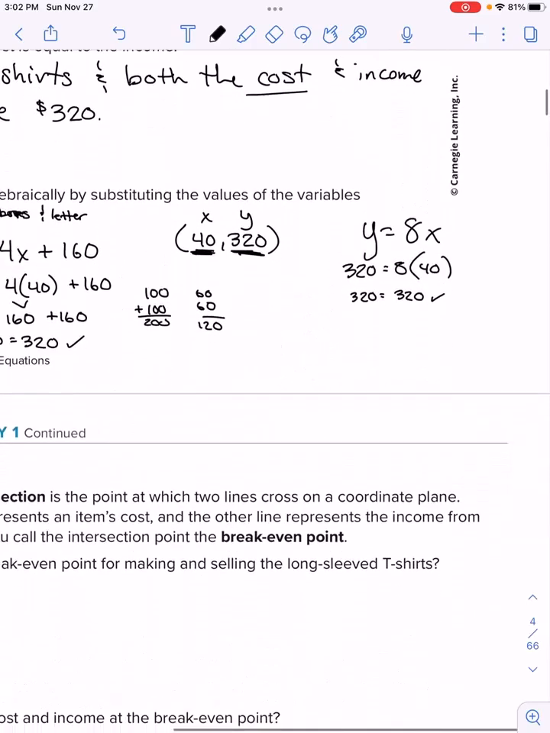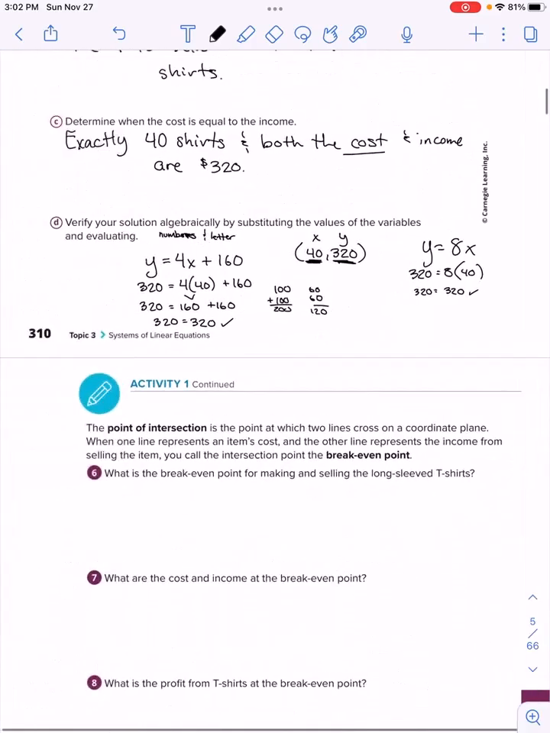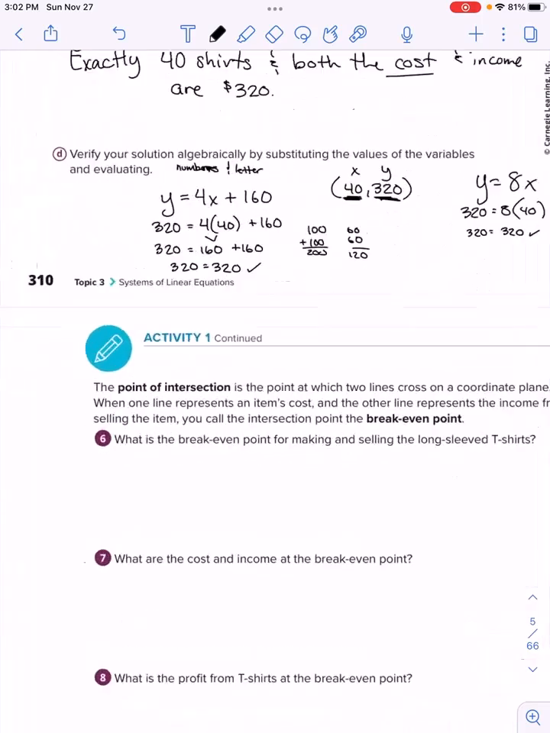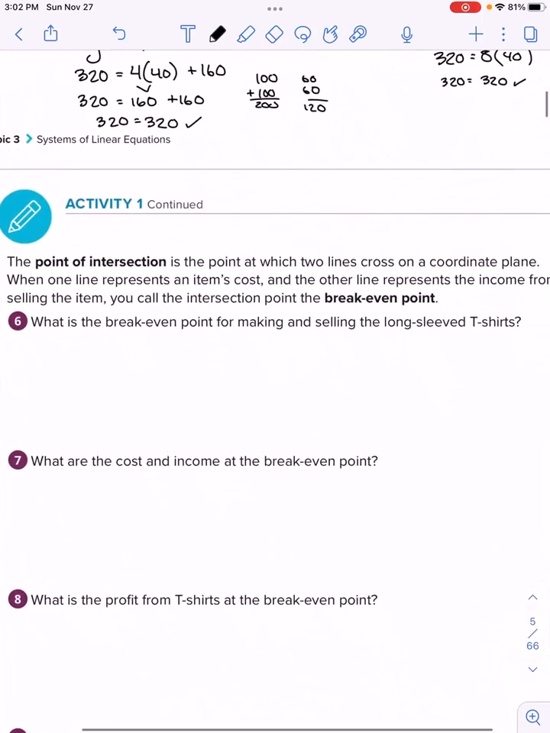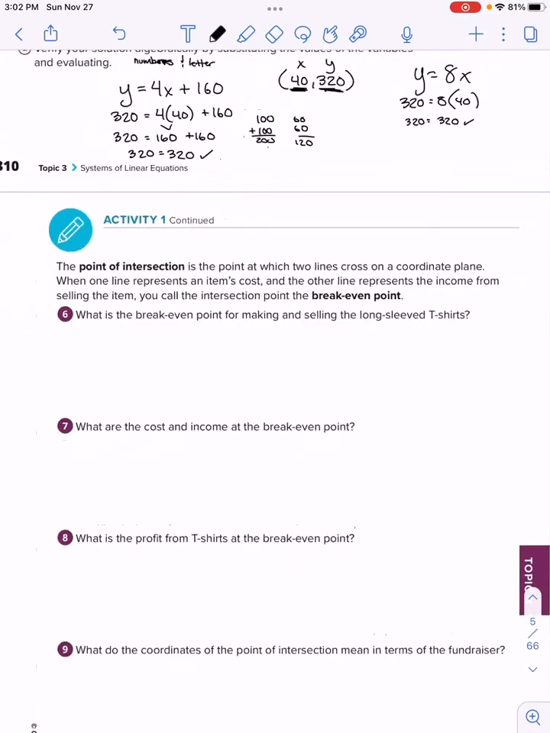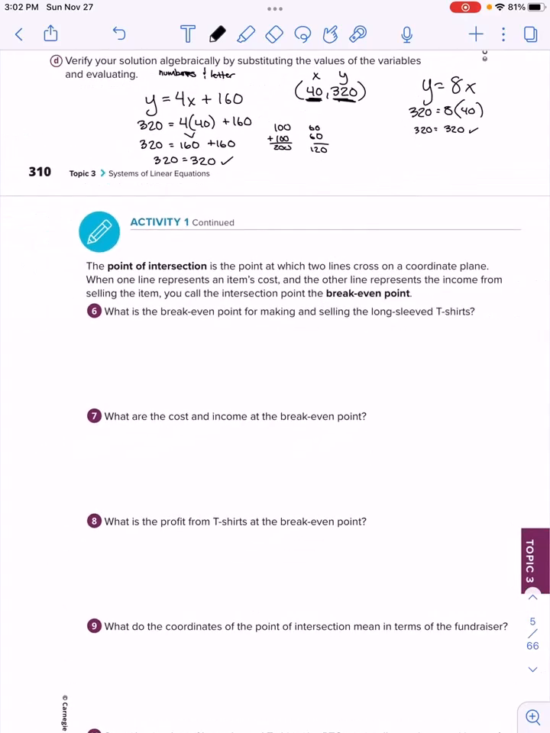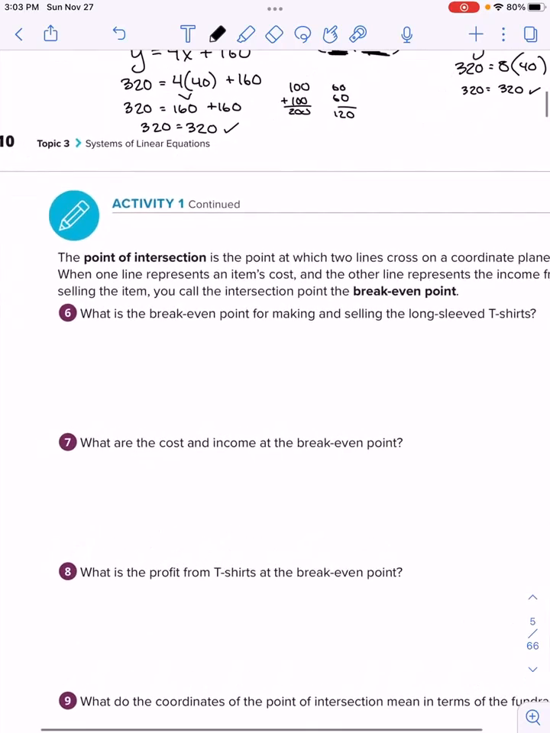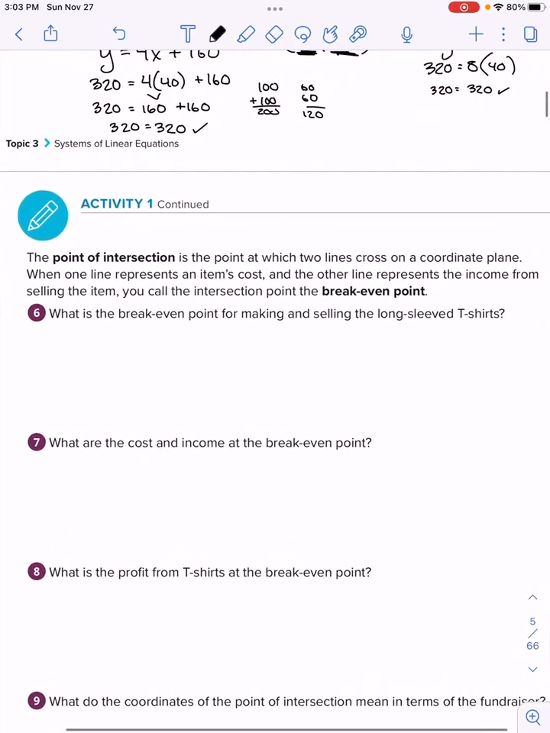Okay. All right, good. So still continuing onto the last page here for activity 1. That's page 311, and then we'll call it from there. A couple of key vocabulary terms. It says the point of intersection is the point at which the two lines cross on the coordinate plane. So an example here, if I have two lines, that's the point of intersection. I'll draw arrowheads at the end.